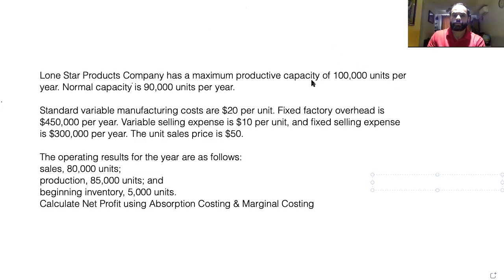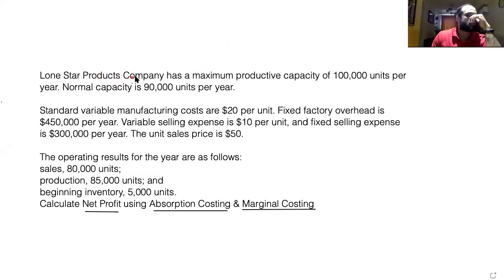Okay. So in this question, you have to calculate net profit using absorption costing and marginal costing, like we normally do. You will do absorption costing first, and then we will check the answer, and then you will do the marginal costing. So I quickly have a look, it provides you all the information.